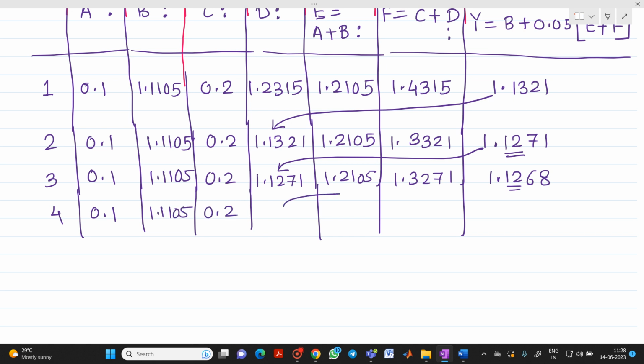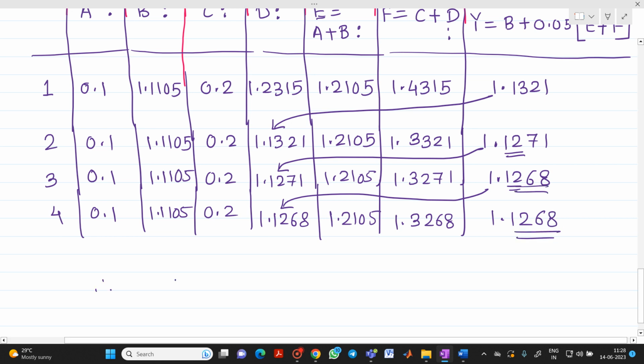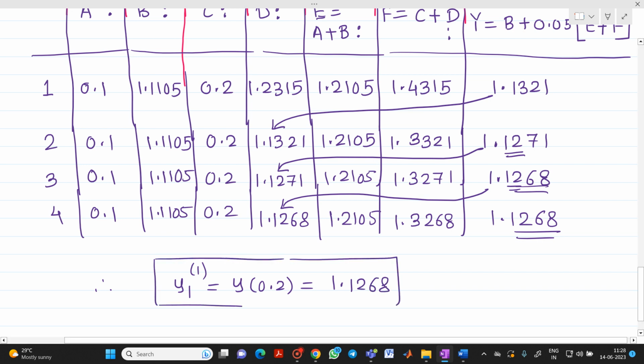Now again whatever will be the value here, we have to write 1.1268. If we solve it, we will get this answer as 1.2105 as it is. Here we will get 1.3268. And at the end, you will get value of y1 of 1, which will be equal to 1.1268. So here you will get answer up to 4 decimal places. So at the end, I am going to write y1 of 1 equal to y of 0.2 equal to 1.1268. So this is your value of y of 0.2 by using modified Euler's method.